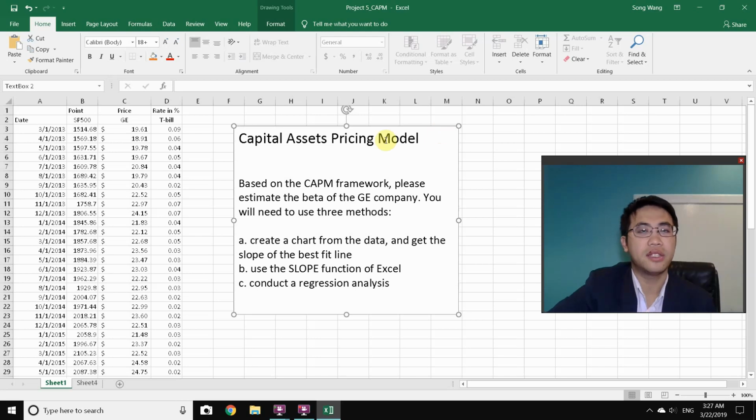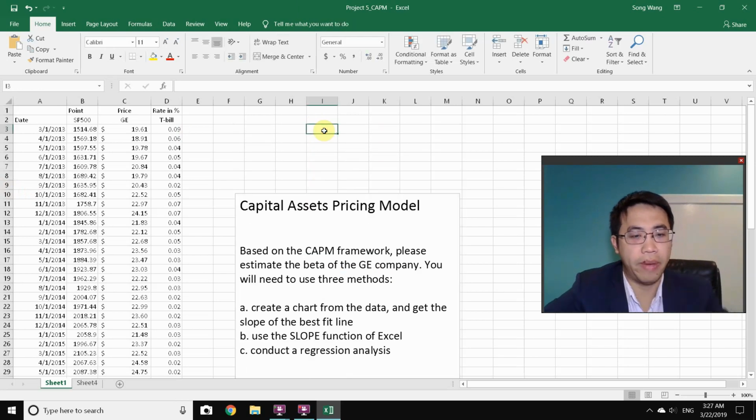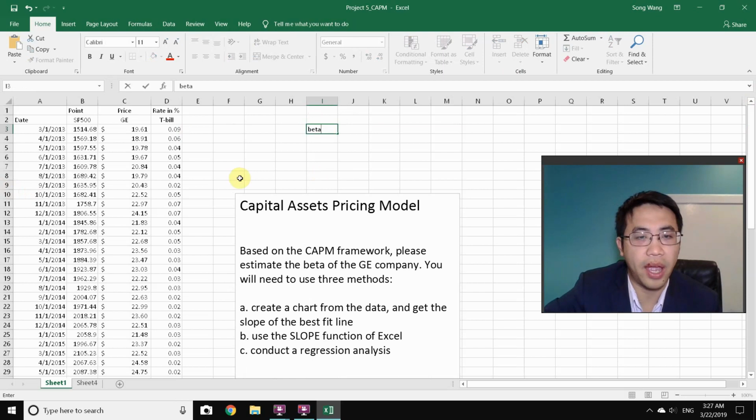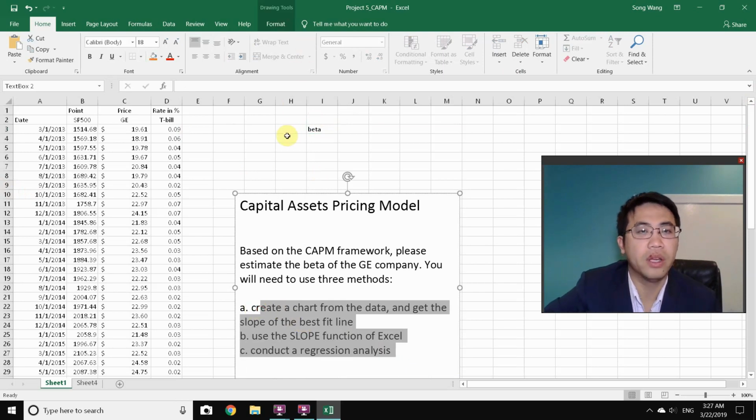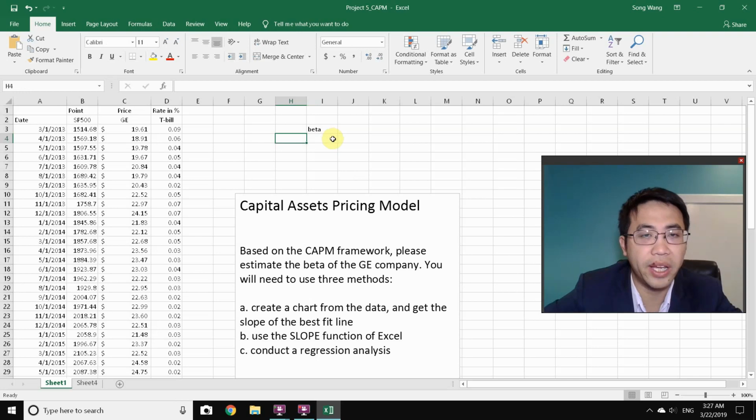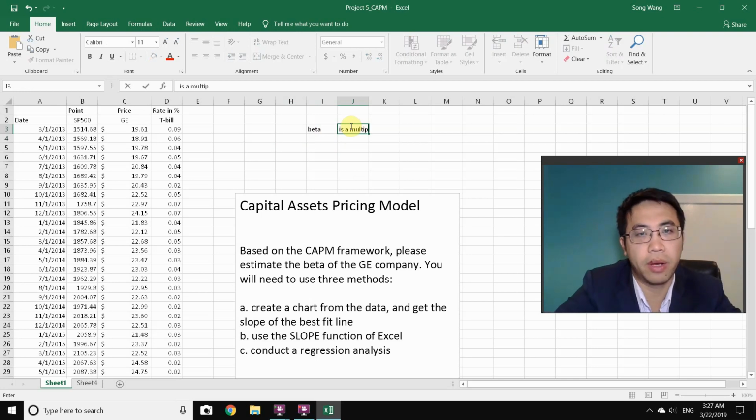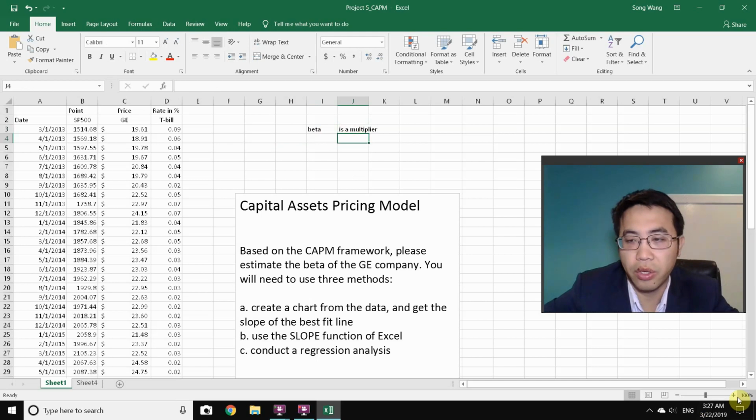All right, so in this Excel project, I'm going to ask you to conduct the CAPM analysis, and you will need to find the very important thing called a beta. That's the first and foremost important thing in the CAPM analysis. And then there are three methods you can use to get the beta. So what is a beta? The beta is a multiplier. Okay, this is a multiplier. So what is a multiplier?